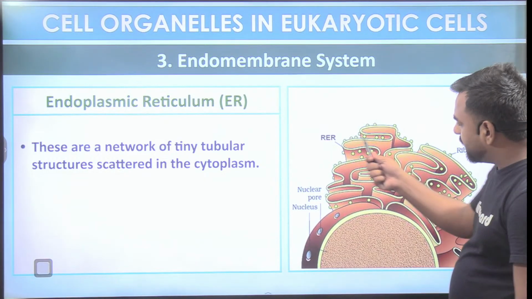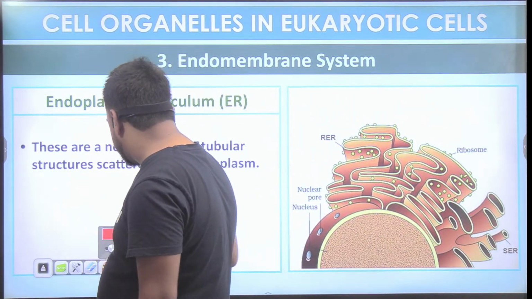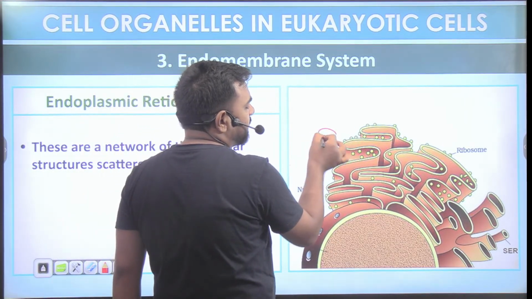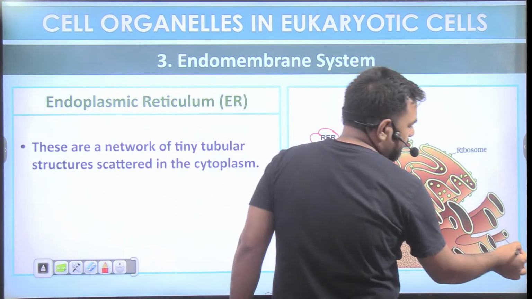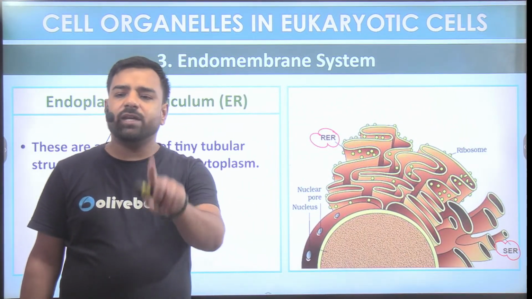First of all, these are the endoplasmic reticulum. But in the endoplasmic reticulum, you need to remember this section. It has rough endoplasmic reticulum. It also has smooth endoplasmic reticulum. Guys, where is ribosome present?